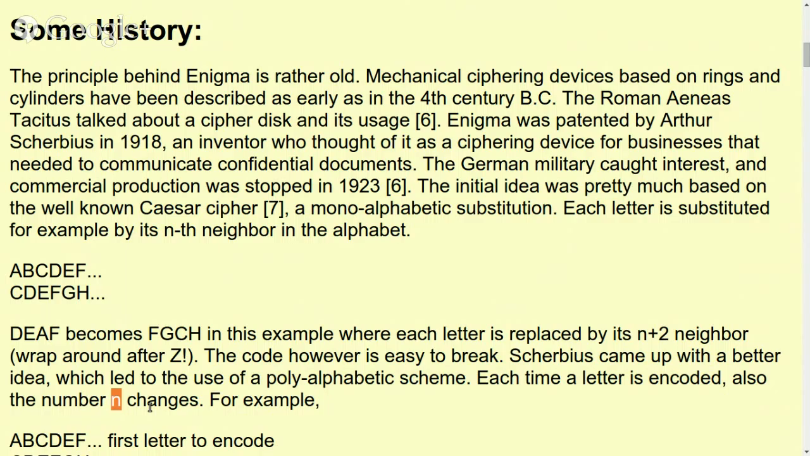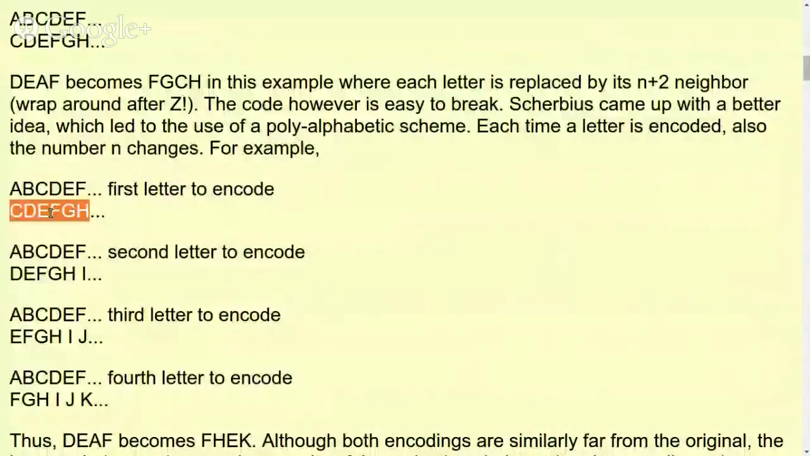So an example here is, let's go back to that ABCD cipher. The CDEF cipher will be used to encode the first letter. With the second letter, you shift one letter forward, so now your cipher is DEFG. And for the third letter, you shift another letter forward. So now your cipher is EFGH, and then FGHI, and so on.